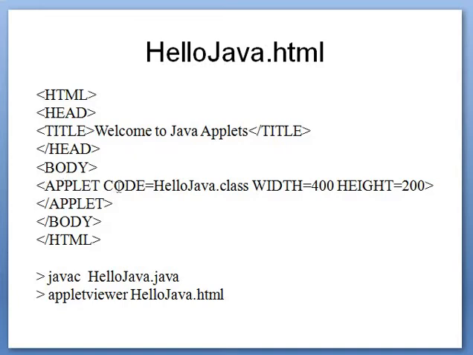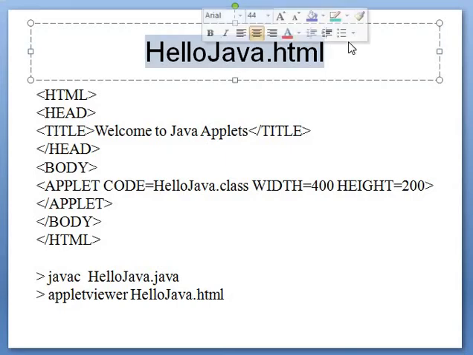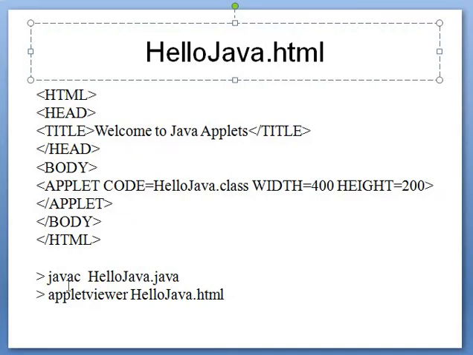The applet code property is for giving the class file name. So the .class extension must be given. Width and height you need to specify in pixels. Then close the applet tag, body tag and HTML tag. Save with any name with the extension HTML. Okay. Now compile your Java file. Here we will have the class file embedded with the applet.